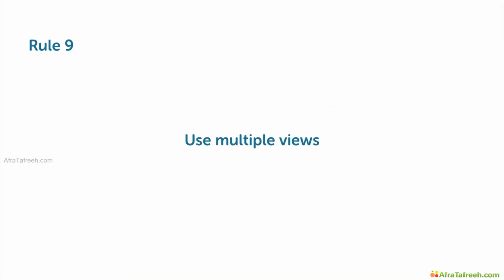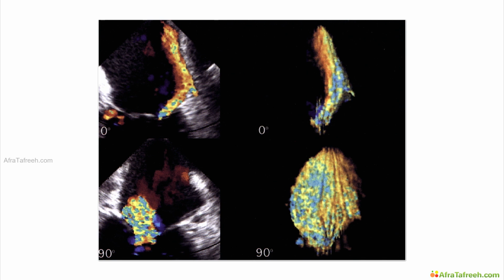Rule number 9. Use multiple views. This is understandable if you look at this 3D echo of a reconstruction of an MR jet. You see, the MR jet is not symmetric, but it's pretty bizarrely shaped. And if you want to get a good appreciation of the true size, you have to look at it from different angles. And this can be done by using multiple views.